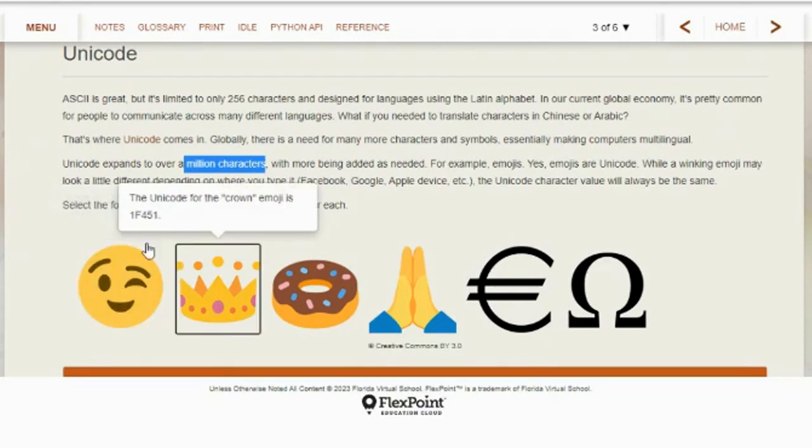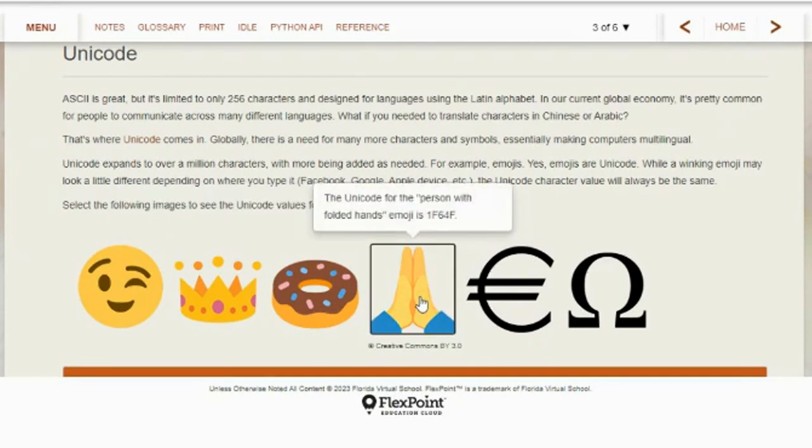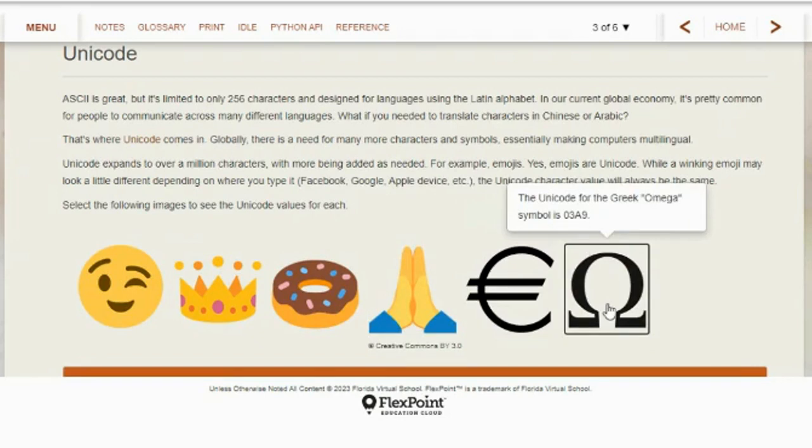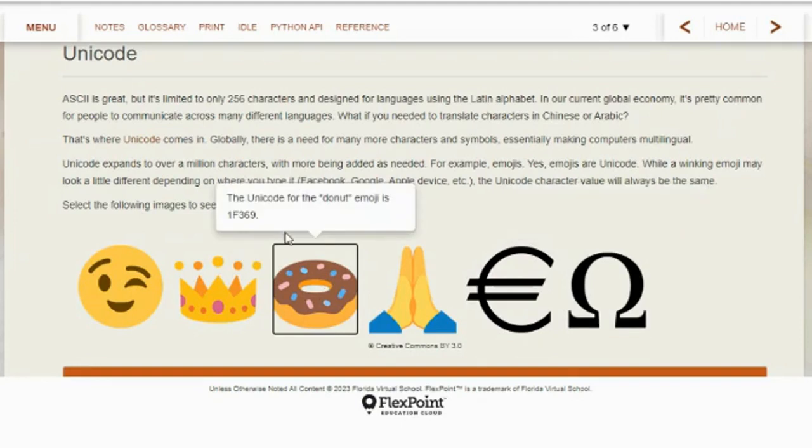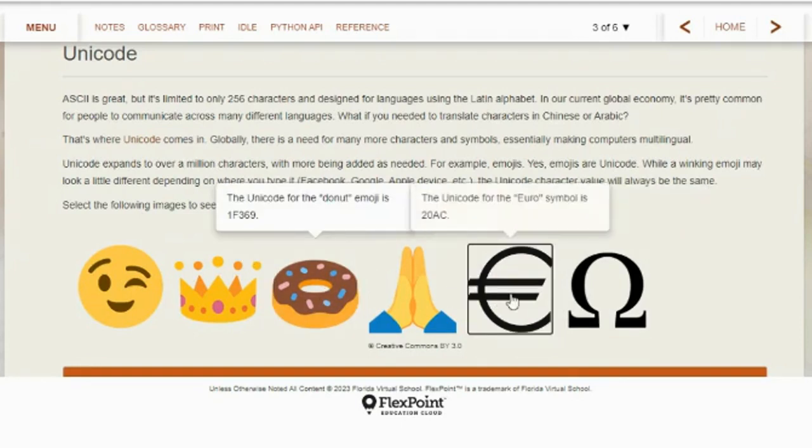The crown, 1F451. And F goes back to the hexadecimal, right? A, B, C, D, F. That's like the number 15 in hexadecimal. The praying hands is 1F64F. These symbols over here, the omega, 03A9 is the Greek omega. You're going to see the donut like that one, 1F369. So you have all these different characters. The Unicode for the euro symbol, instead of the dollar sign, this is the euro symbol, 20AC.